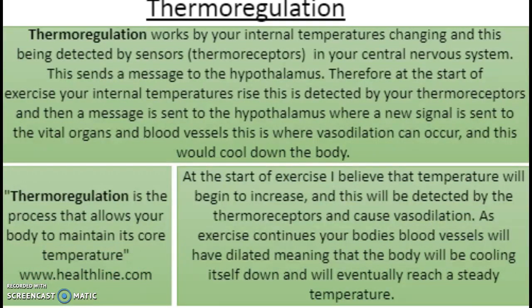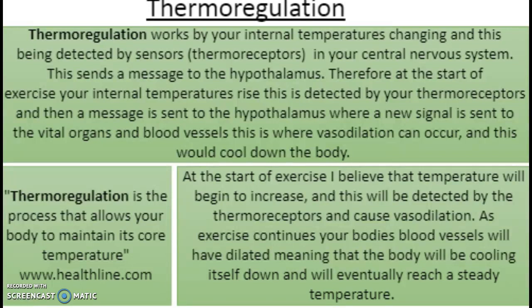Thermoregulation. Thermoregulation is the process that allows your body to maintain its temperature. Thermoregulation works by your internal temperatures changing, and this is being detected by sensors, thermoreceptors, in your central nervous system. This sends a message to the hypothalamus in your brain.